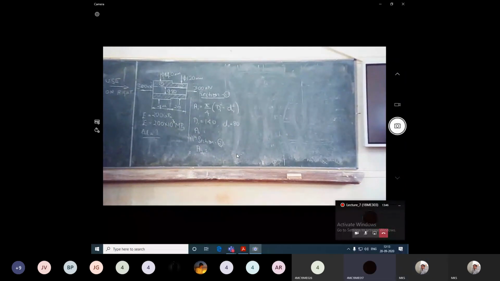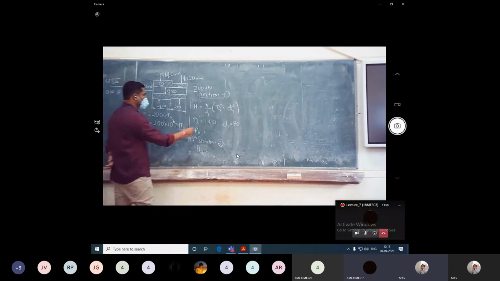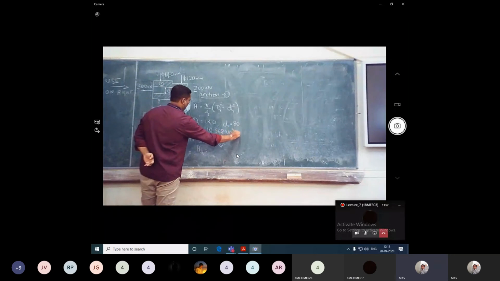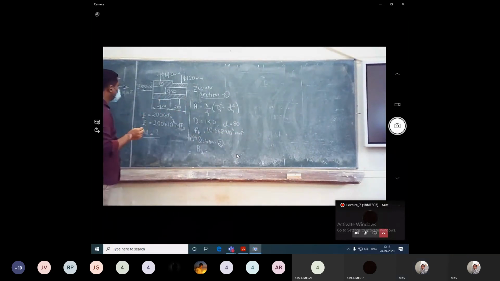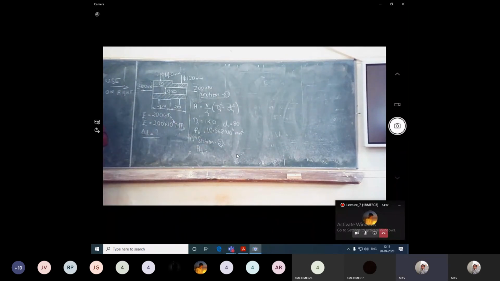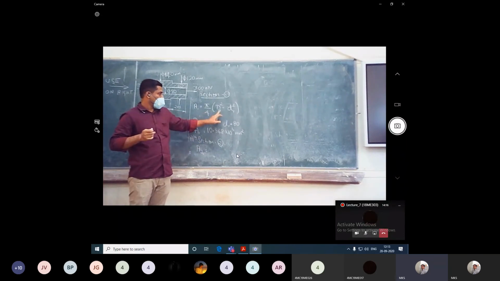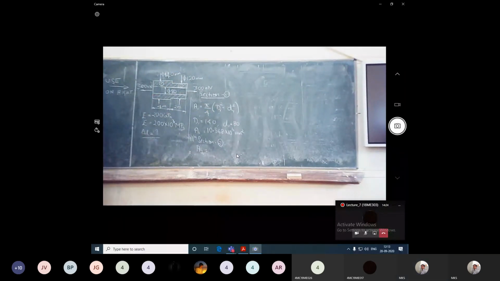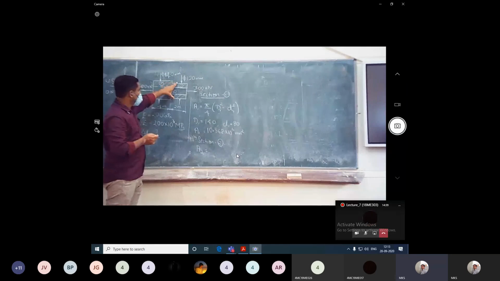A1 is 10.368 into 10 power 3 mm square. Check the units properly. Here it is fine, but the length is in meters, so you have to convert it later. What is A2? For A2, capital D2 is 120, small D2 is the same 80. Find out the area of this second section.